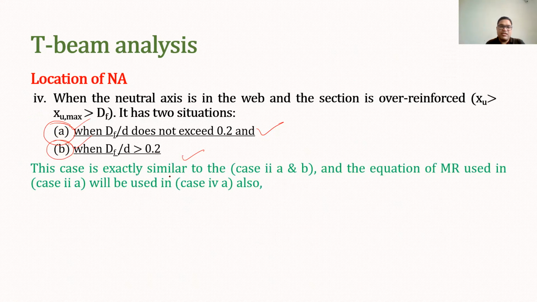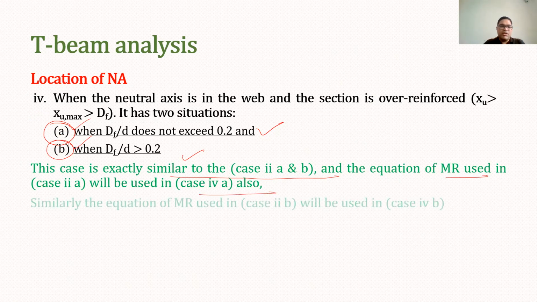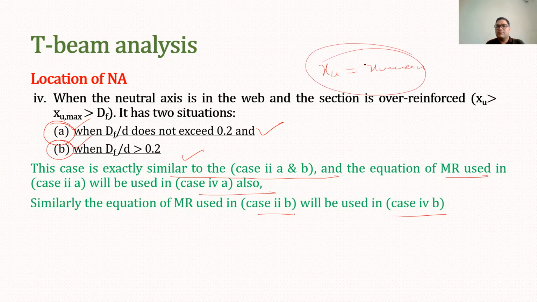This case is exactly similar to case 2A and 2B. The equation of MR used in case 2A will be used in case 4A also. Similarly, the equation of MR used in case 2B will be used in case 4B, and the figure will be exactly similar because we restrict XU as equal to XU max. Okay, so that is the scenario.